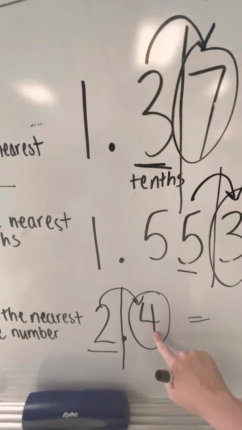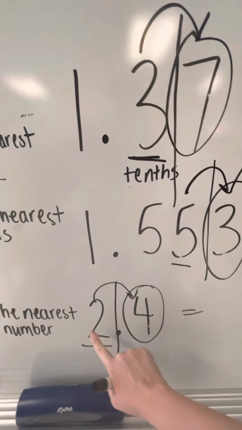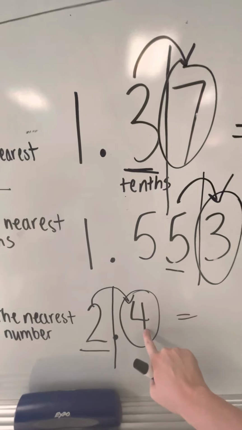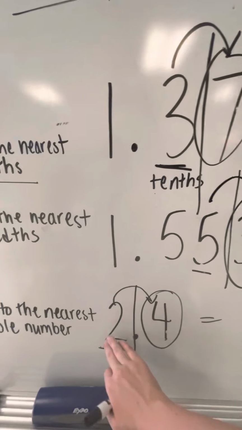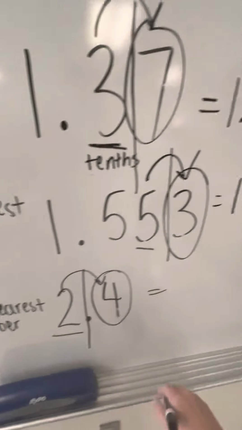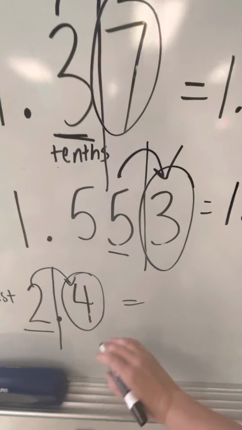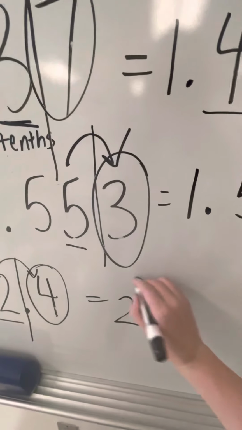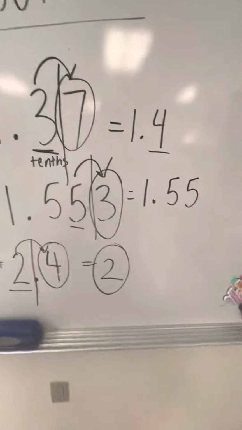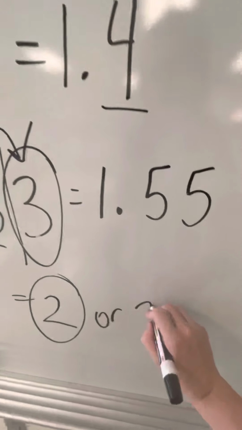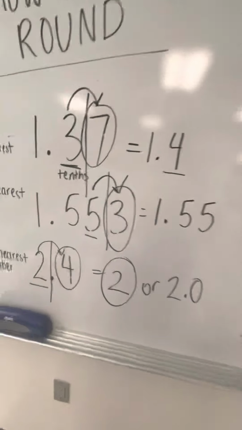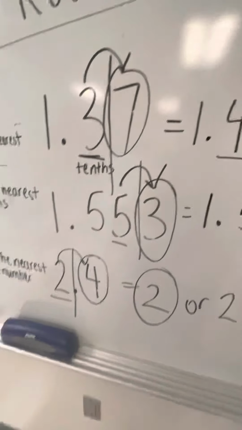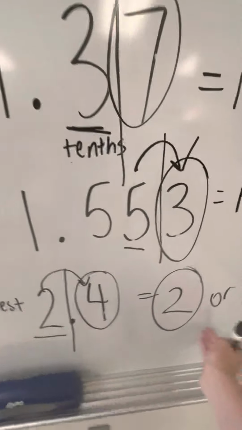Okay, this is a 4. We know 5 or more, raise the score. 4 or less, let it rest. Well, this is 4, so I'm going to keep this a 2. So 2 and 4 tenths rounded to the nearest whole number just becomes a 2. Or you could write 2 and no tenths, but I prefer it this way because we're rounding to the nearest whole number.